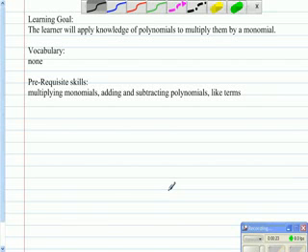Prerequisite skills: you need to know how to multiply monomials, add and subtract polynomials, and you need to still remember which things are like terms. It's very important.